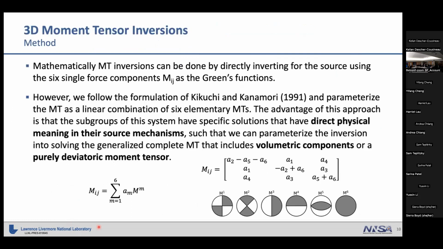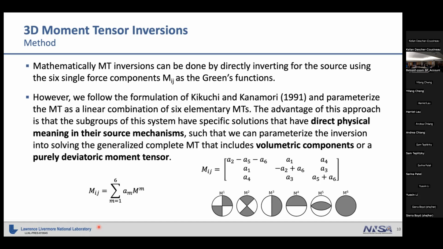Before I jump into the results, I want to go over how we actually do the inversion. For the 3D moment tensor inversion, mathematically you can directly invert for the source using the single force components. But we follow the formulation by Kikuchi and Kanamori, which parameterizes the moment tensor as 6 elementary moment tensors. It's similar to what the BSL does with the Herrmann and Langston approach, but the way we formulate the moment tensor elements is a little bit different.